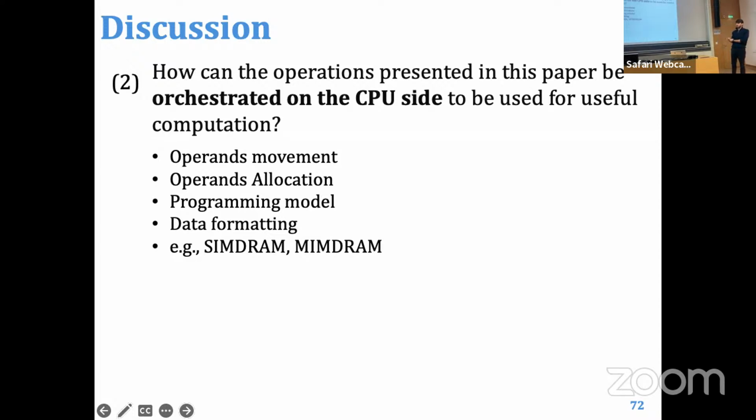How could the operands be allocated? When the page fault happens, we need to know this place is for operands. How are we going to do that? How are we going to signify to the OS that? No idea. How could the programming model look like? How would the ISA look like? How can we do the data formatting? I mean, SIMDRAM and MIMDRAM have a component in the memory management unit, in the memory controller.